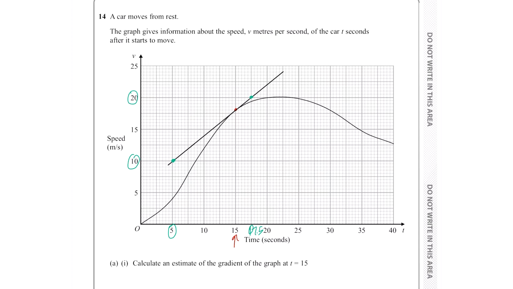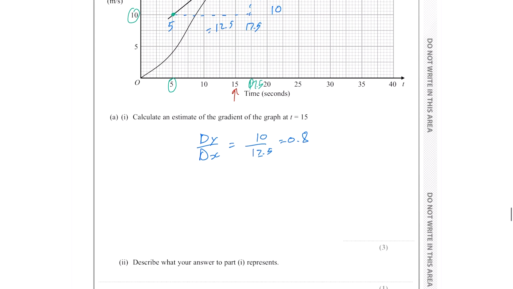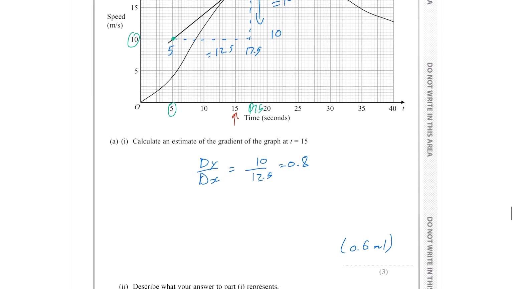So in terms of the gradient, we're just going to go there, and then the distance this way is going to be 20 and 10, so that's going to be 10, the difference, and this is going to be 17.5 and 5, so that's 17.5 minus 5, which is 12.5. Then the gradient is the change in y over the change in x, and that's going to be 10 over 12.5. In this case my answer is 0.8, but the mark scheme accepts anything in the range of 0.6 to 1, so whatever fits within that range.